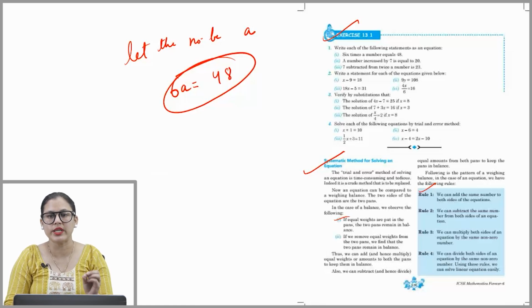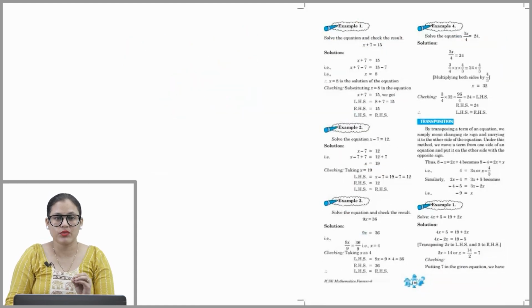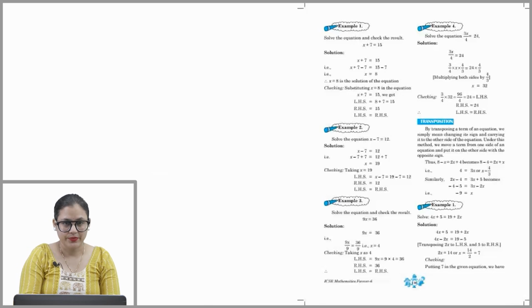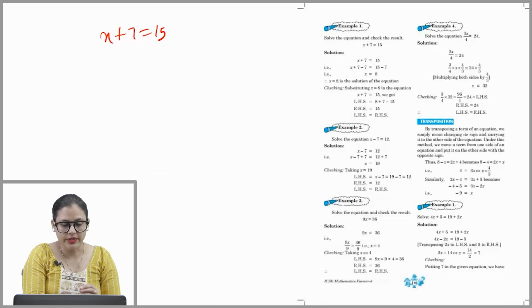Using these rules, we can solve linear equations easily. Example 1: we have to solve the equation and then check the result. x plus 7 is equal to 15. So what will we do? First, we will subtract 7 from both sides.